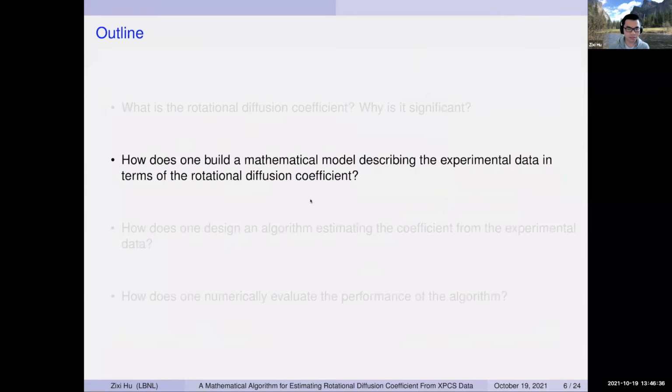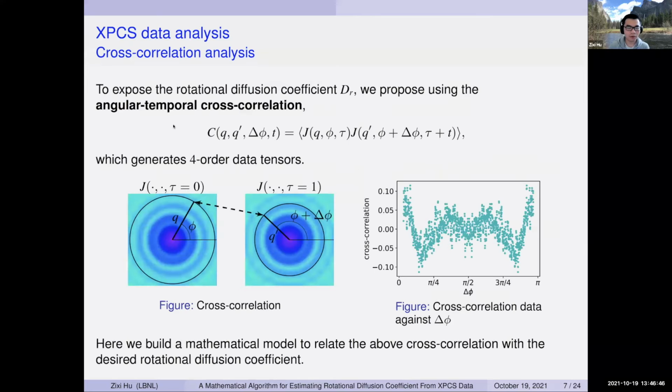So here I'm going to address the second question. How does one build a mathematical model describing the experimental data in terms of the rotational diffusion coefficient? To expose the rotational diffusion coefficient, here we propose using the angular temporal cross-correlation function. This function is a natural generalization of the autocorrelation function. Here is the definition. In this equation, we still use the polar coordinate system to indicate positions on the images. Phi and tau are dummy variables over which the average is taken.